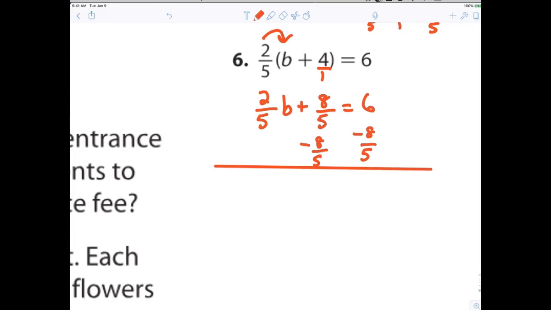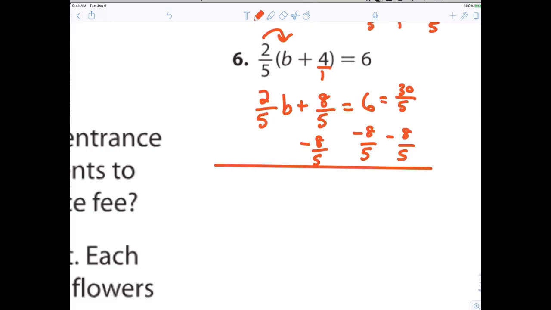Now I'm having to go 6 minus 8/5. Well, think of it this way: you have 6 pizzas, cut them into fifths. How many slices are you going to have if you have 6 pizzas? 30. All right? That is 30 over 5 minus 8 over 5.